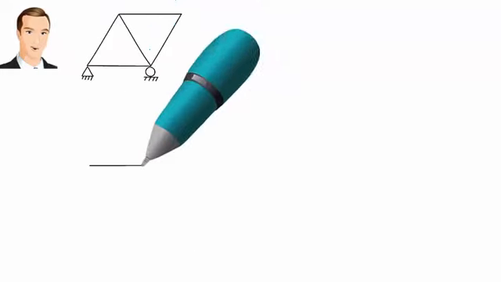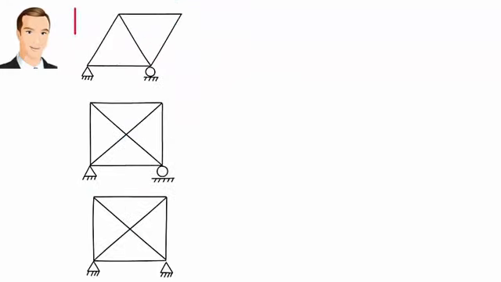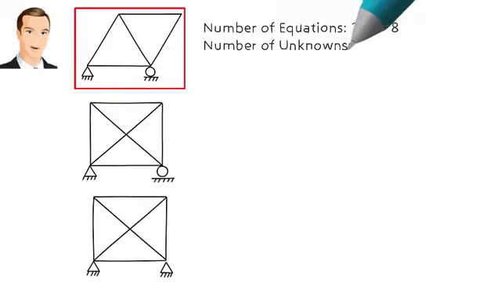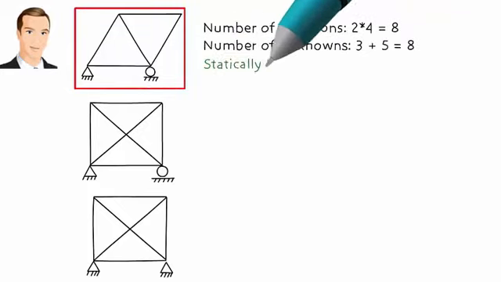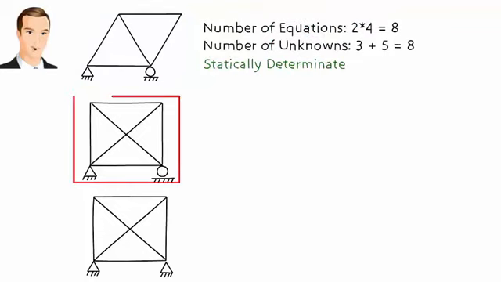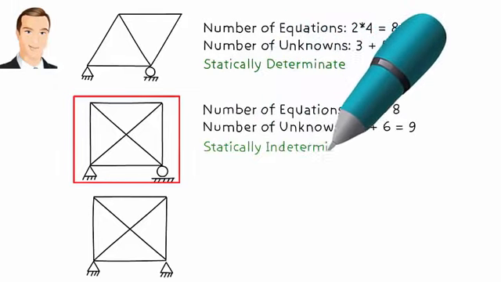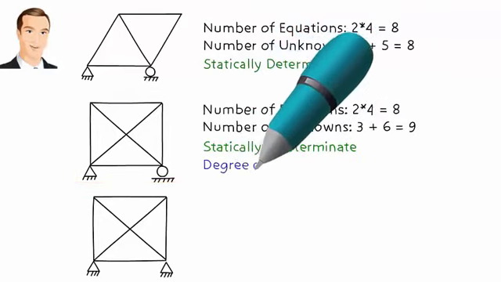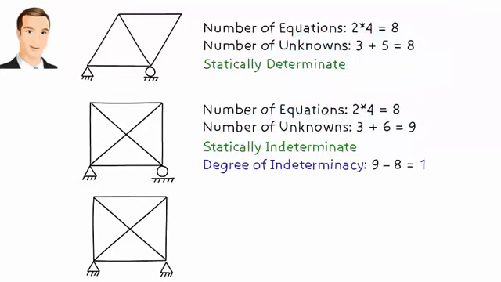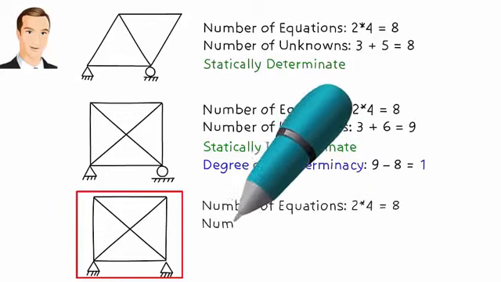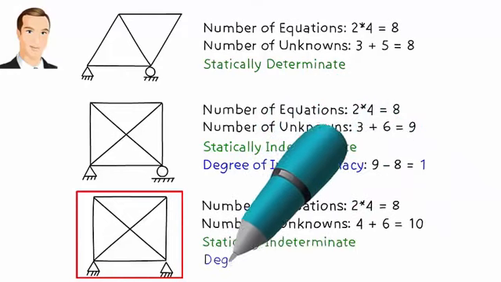Here are a few stable trusses. This one is statically determinate as the number of equilibrium equations equals the number of unknown forces. This truss has 8 equilibrium equations and 9 unknowns, so it is indeterminate. We refer to the difference between the two numbers as the degree of indeterminacy of the truss. So in this case, the degree of indeterminacy is 1. This means if we remove one of the unknown forces, the truss becomes statically determinate. This truss is statically indeterminate, and its degree of indeterminacy is 2.